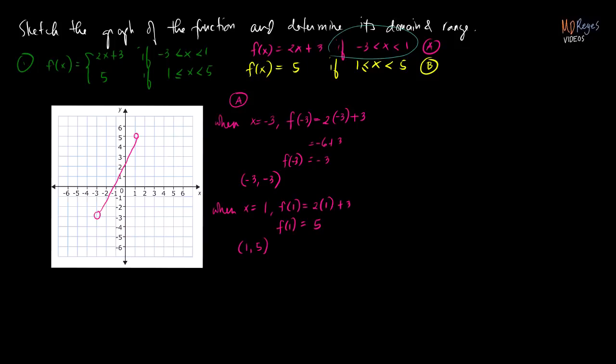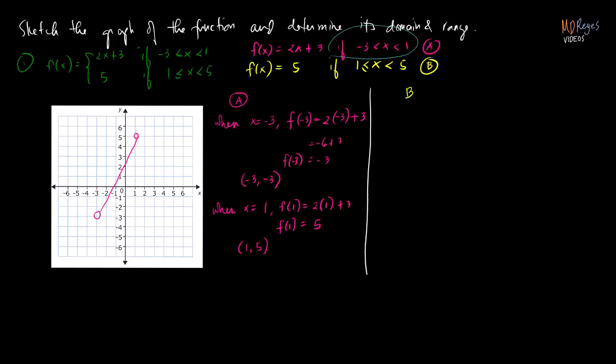Now in function b, it is not very difficult to sketch because it's a constant function. If it's a constant function, you'll always be getting a horizontal line. Because the value of the function is always 5. Look at this. The value of the function is always 5 whenever x is greater than or equal to 1, in this interval, and is less than 5. So in our graph, look at the graph. 1 is here, and then 5 is here. So in between these numbers on the x-axis, the value of the function is always 5.